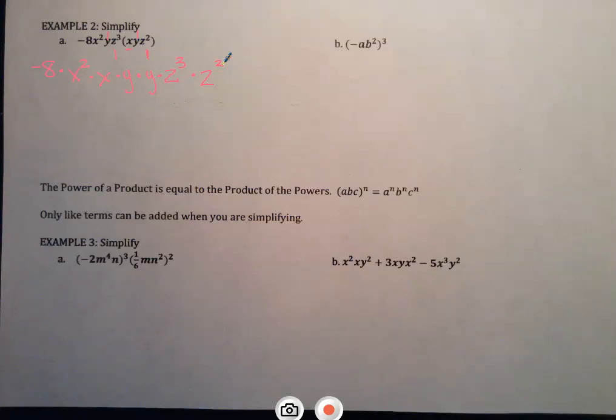So it could be -8x to the third, y squared, because there's one here and one here. But you're timesing them? No, you're adding them because they're being multiplied. This is the product of y times y. It's not y to the 1 to the 1 power.